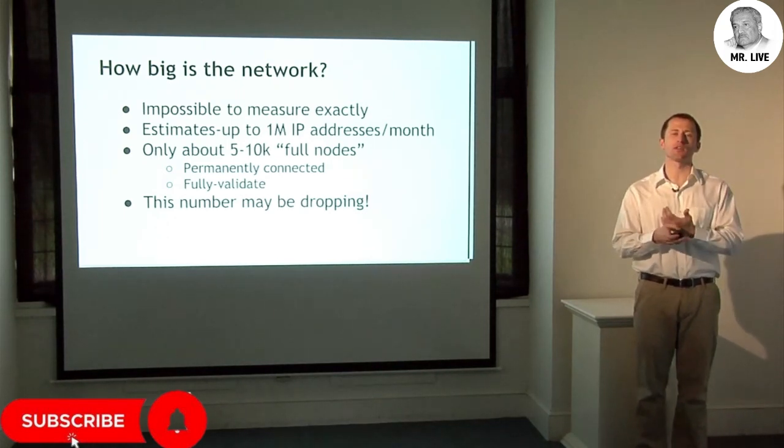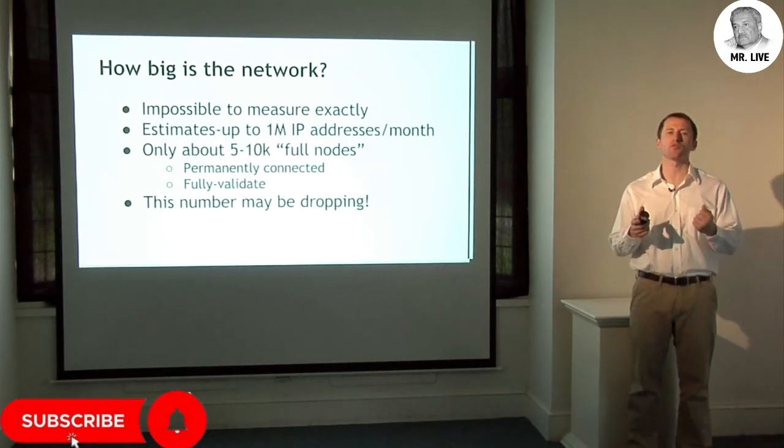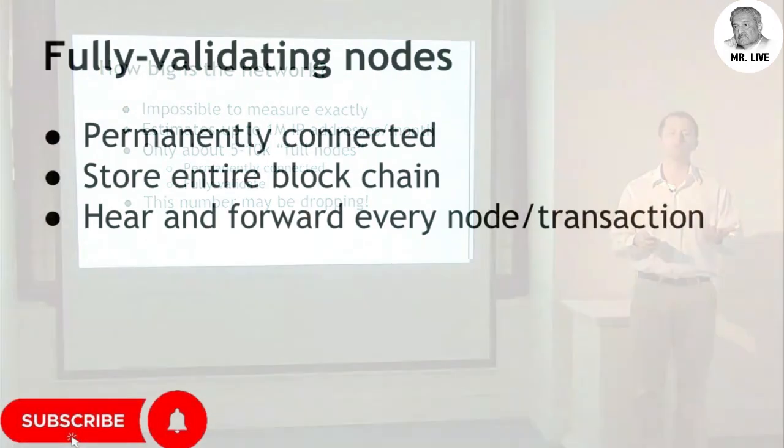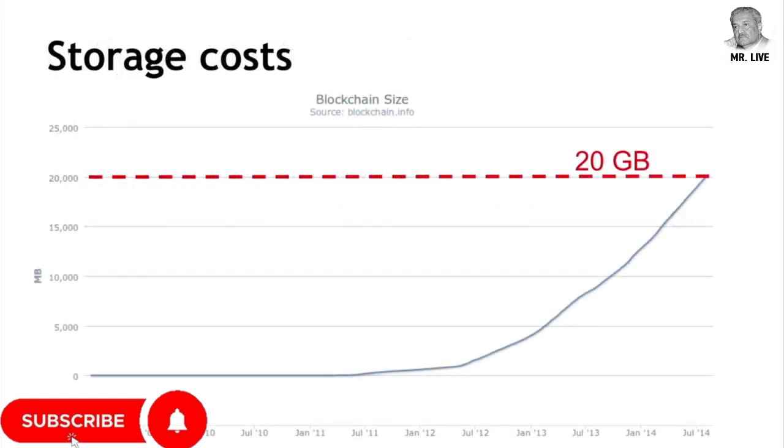There's no evidence that the number of fully validating nodes is going up, and there's some concern that the number of fully validating nodes is actually going down. So to be a fully validating node, you want to stay permanently connected so that you hear about all data. The longer you're offline, the more catch-up you're going to have to do to hear about all the transactions you missed. And you're going to have to store the entire blockchain. You'll also need a pretty active network connection so that you can hear every new transaction and forward it to your peers. So you can see the growth over time here.